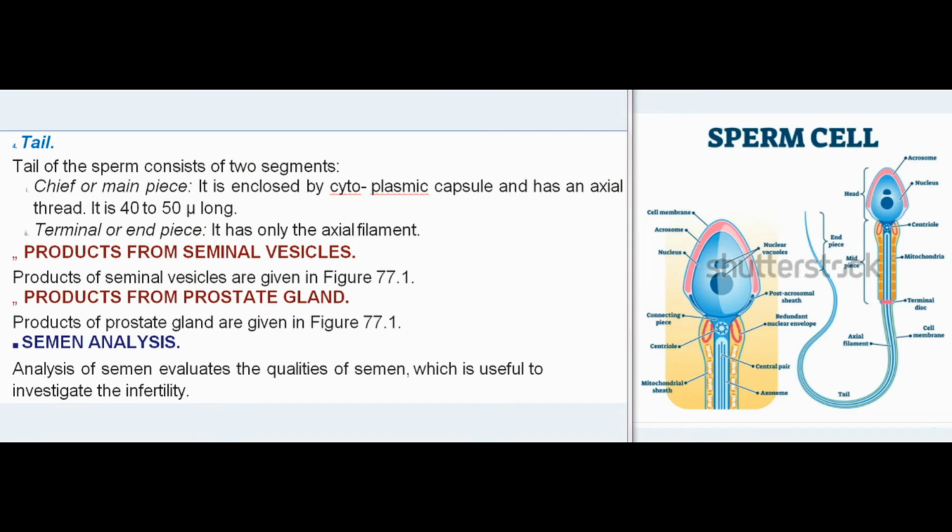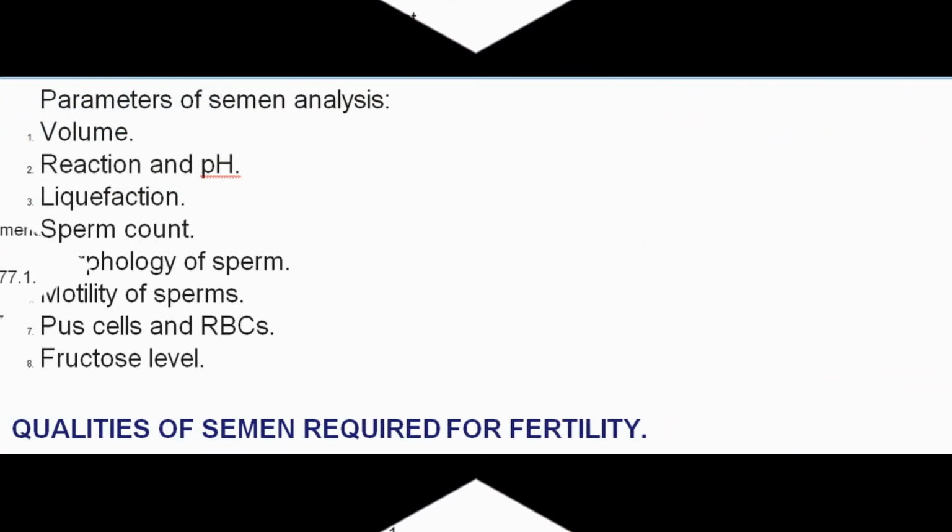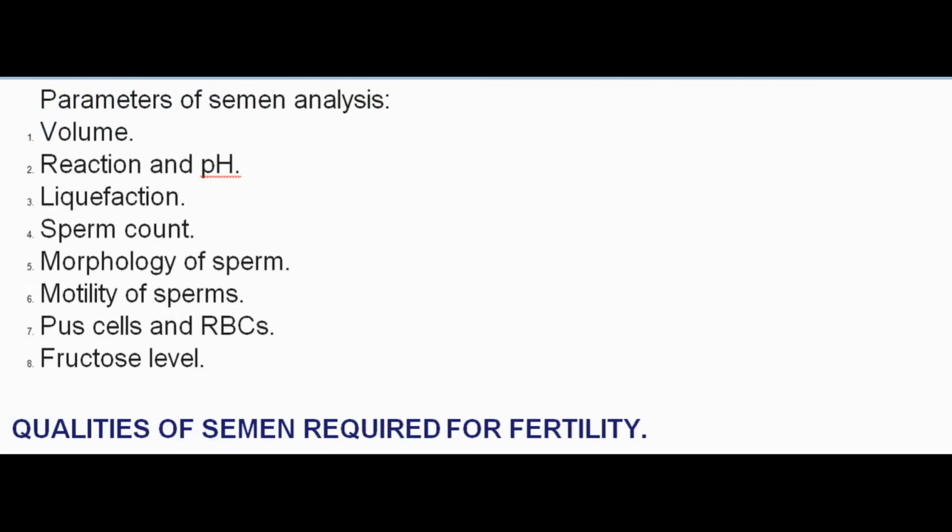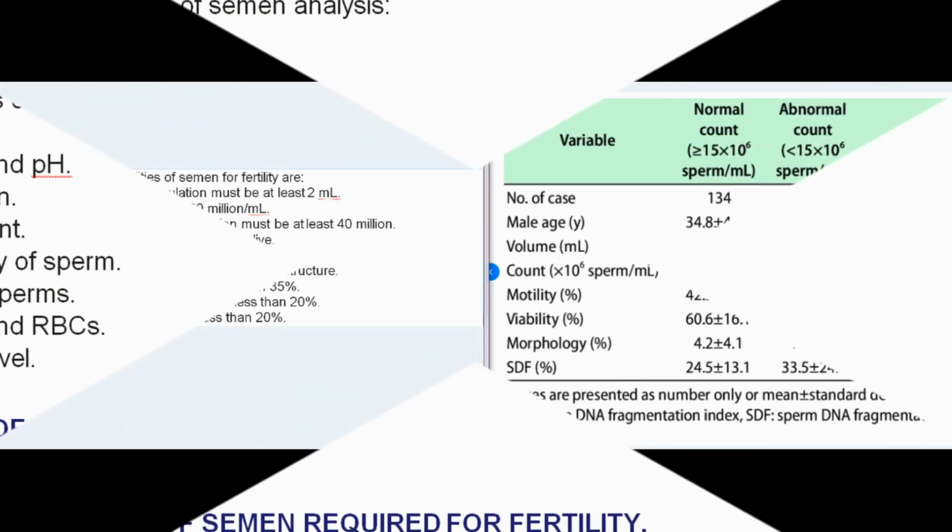Semen analysis. Analysis of semen evaluates the qualities of semen, which is useful to investigate the infertility. Parameters of semen analysis: volume, reaction and pH, liquefaction, sperm count, morphology of sperm, motility of sperms, pus cells and RBCs, fructose level, qualities of semen required for fertility.